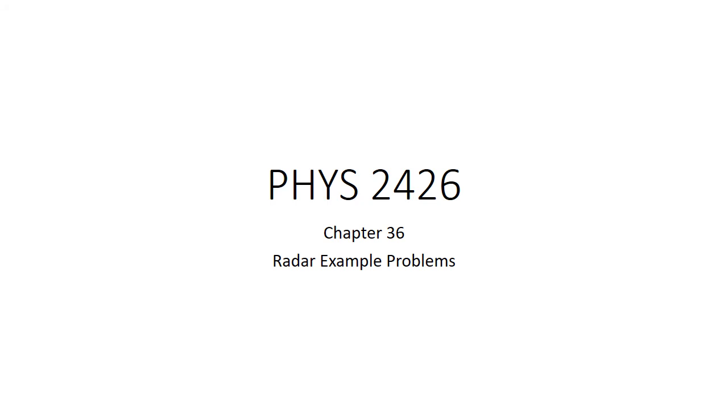So let's do a couple of examples using radar. First example problem. Let's imagine that we've got a street here, a divided road, and we've got two cars driving along here, and we've got a cop over here with radar. So we have a police radar bouncing radar off these cars.